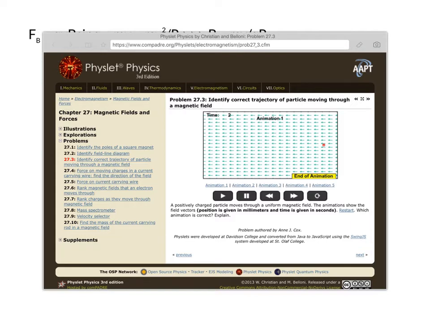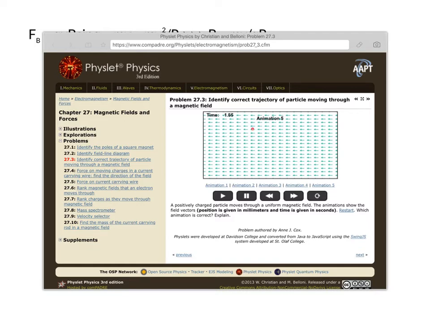And animation 2, the charge does the same thing, but has a slightly different motion. So think about that. There's something different between 1 and 2 in how fast the particle moves, so you need to look at that. If we go to animation 3, we see the particle bounces back. Animation 4, it bends one way. And animation 5, it bends the other way.